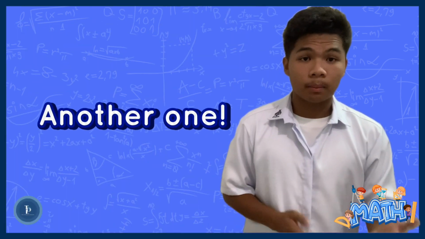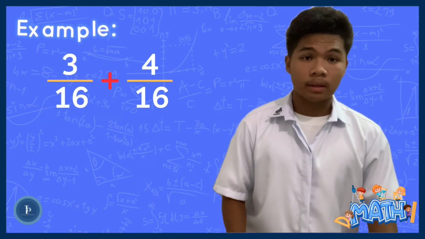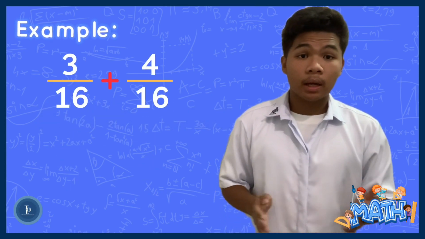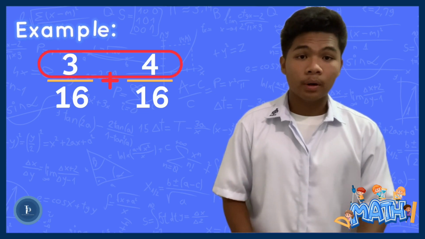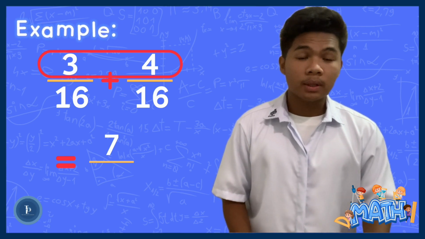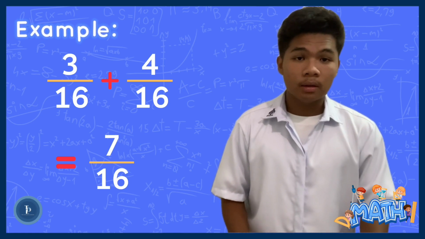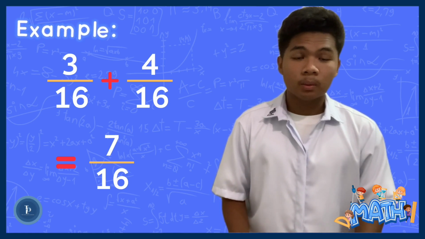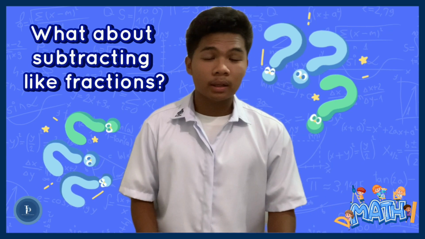Let's do a few more examples. Okay, let's do 3 over 16 plus 4 over 16. Again, since they are like fractions, all we have to do is add the numerators. So 3 plus 4 equals 7. That's our numerator. Then we just keep 16 as the denominator for our answer. So 3 over 16 plus 4 over 16 equals 7 over 16. It's easy, right? But what about subtracting like fractions?